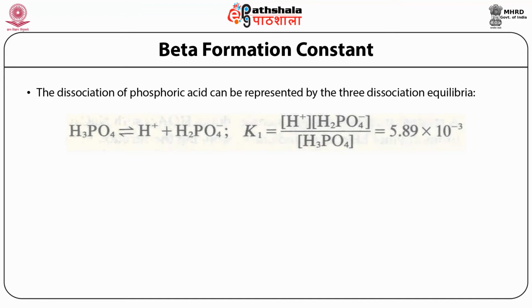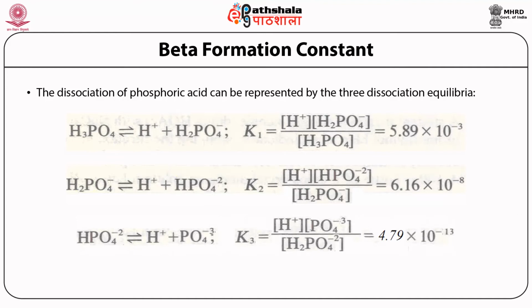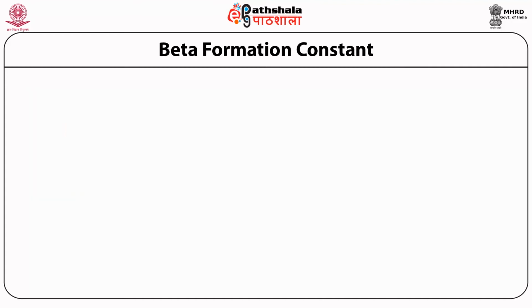K1 will naturally be [H plus] into [H2PO4 anion] upon [H3PO4], having a K1 value of 5.89 into 10 raised to power minus 3. For K2, the value comes out to 6.16 into 10 raised to power minus 8, and for K3, the value comes out at 4.7 into 10 raised to power minus 13.